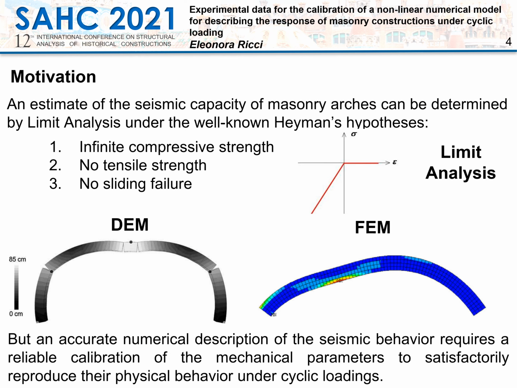The seismic capacity of curved masonry structures can be estimated by limit analysis under the well-known Heyman's hypotheses that you see in the slide. A different problem is that of describing the whole structural behavior of these structures in seismic conditions. To this aim, numerical distinct element method or finite element method analyses have to be performed using micro or macro modeling approaches. This requires a careful calibration of the material models to satisfactorily reproduce the actual structural behavior.